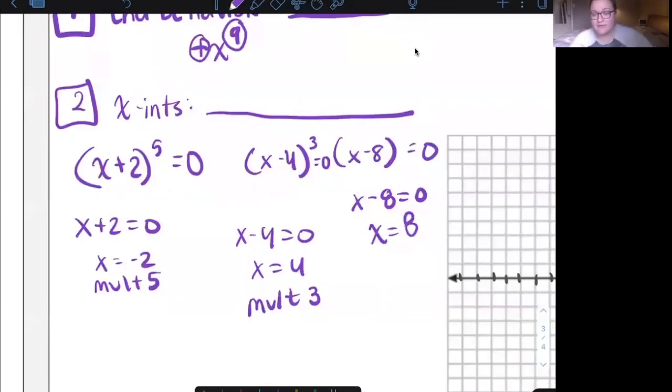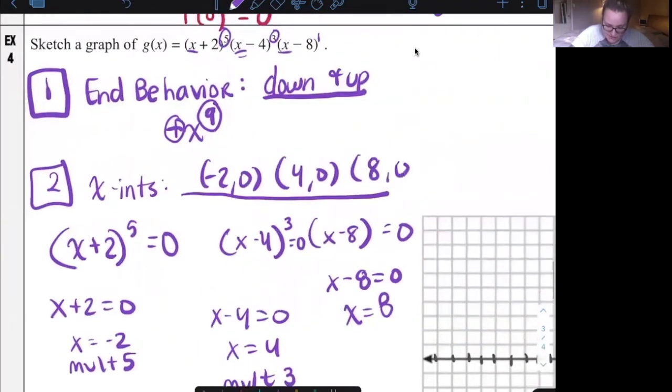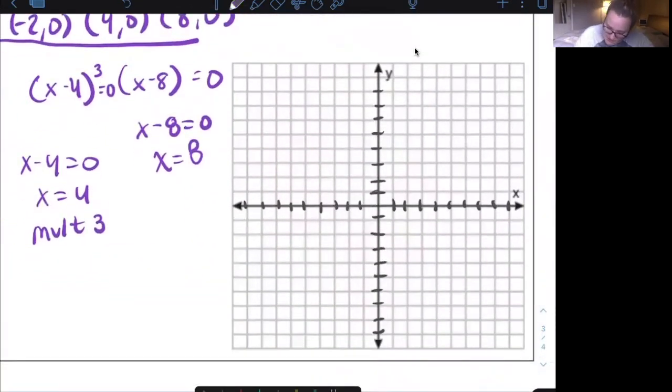All right, so you should have found that you'll have x-intercepts at -2 with multiplicity 5, 4 with multiplicity 3, and x equals 8, which is just multiplicity 1. So it just happens once. So our x-intercepts will be at (-2, 0), (4, 0), and (8, 0). So let's get those graphed. All right, I guess I gotta label my axes here. One second.